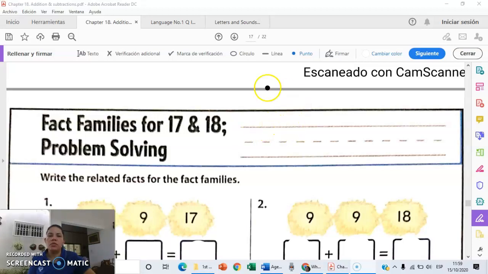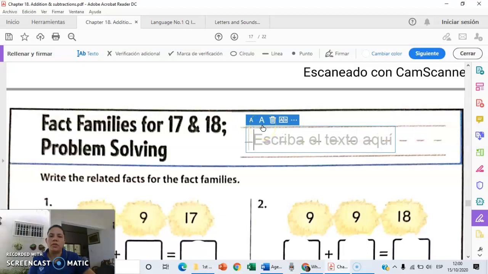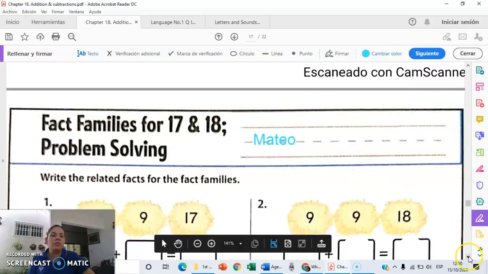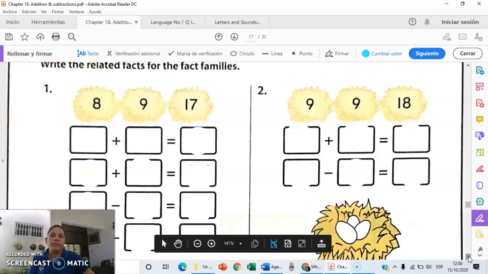So first, you need to start by writing your name. Pick your name here. For example, you can enter Samantha, Mateo. And you write Mateo here first, and you continue doing your exercise.